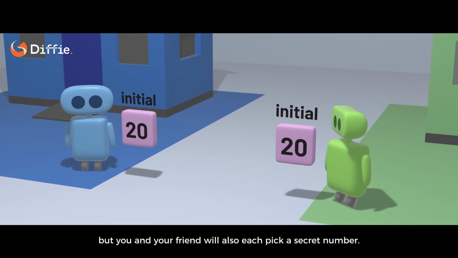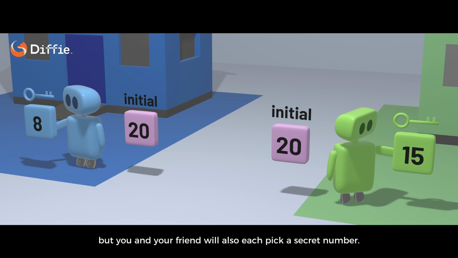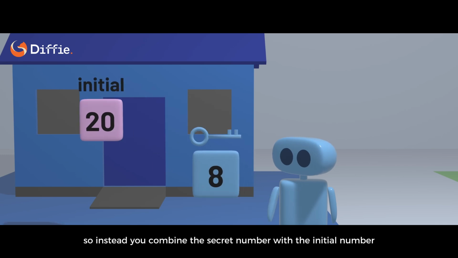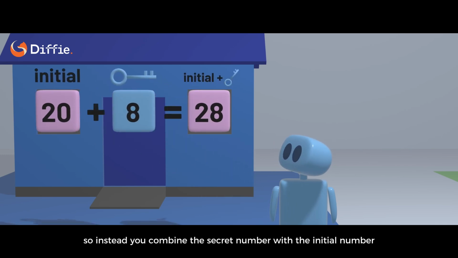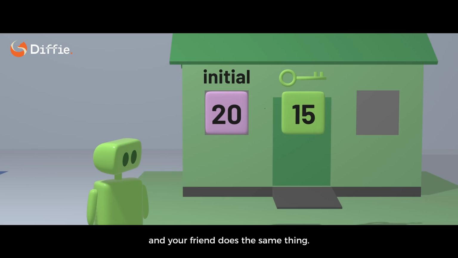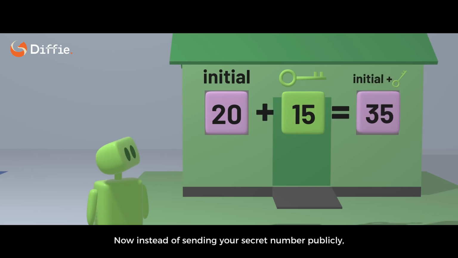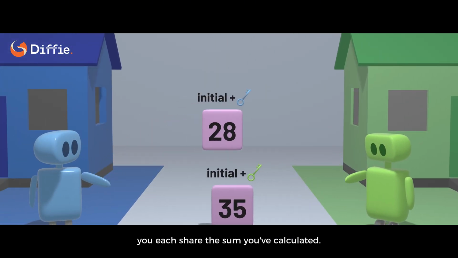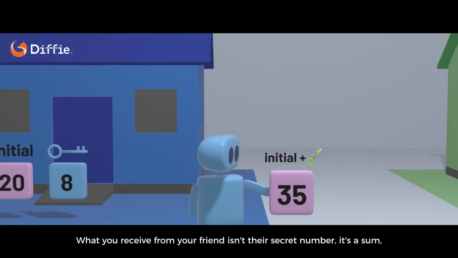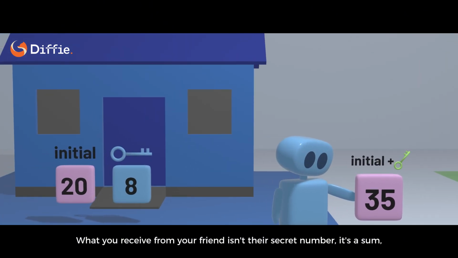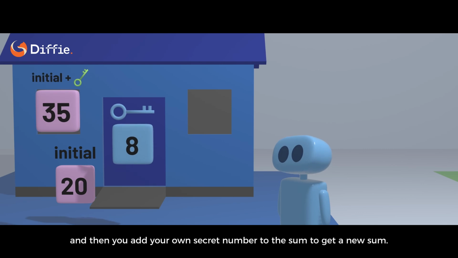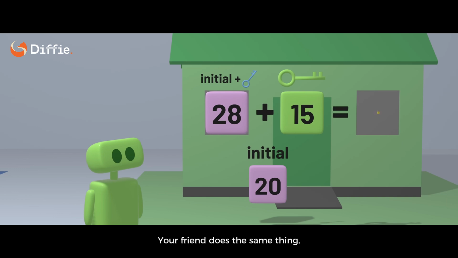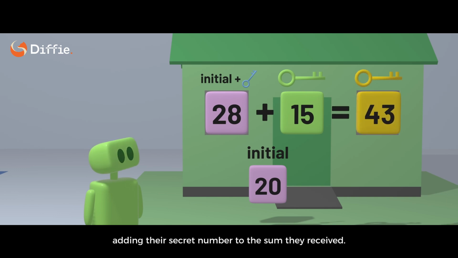But you and your friend will also each pick a secret number. You know you don't want to share your secret number publicly. So instead, you combine the secret number with the initial number by adding the two together. And your friend does the same thing. Now, instead of sending your secret number publicly, you each share the sum you've calculated. What you receive from your friend isn't their secret number, it's a sum. And then you add your own secret number to this sum to get a new sum. Your friend does the same thing, adding their secret number to the sum they received.